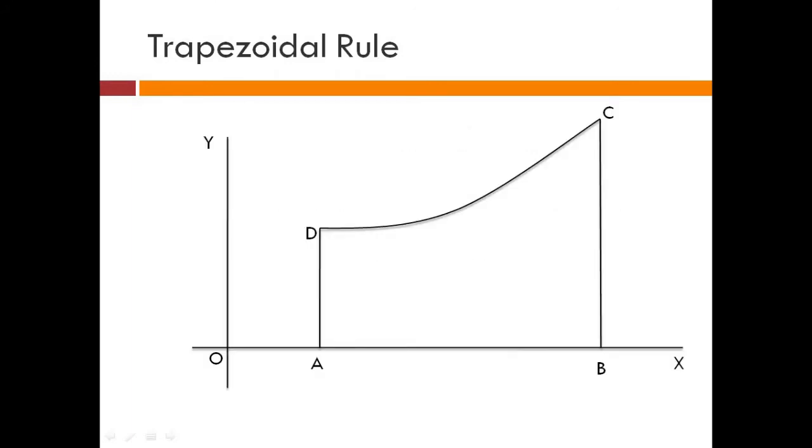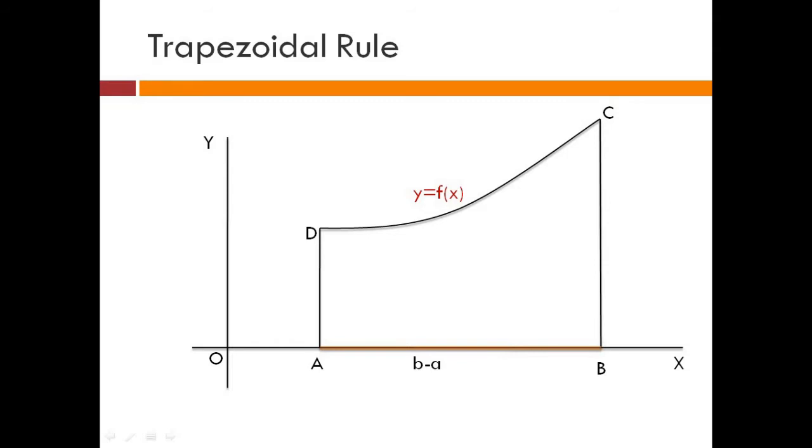Okay, let us understand this geometrically. Suppose we want to find the area of the closed region ABCD, then we may use the trapezoidal rule as follows. So assume the curve CD is represented by the equation y equal to f of x, and let DA and CB be the ordinates of the terminal points D and C of the curve. Also assume that the length OA is a and the length OB is b, so that the segment AB is nothing but b minus a.